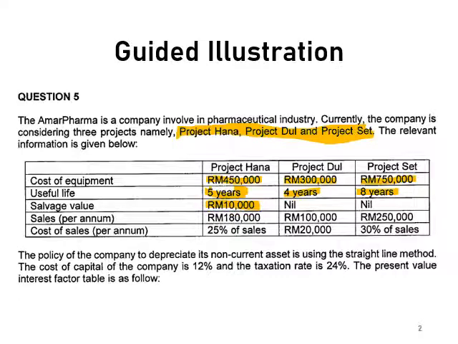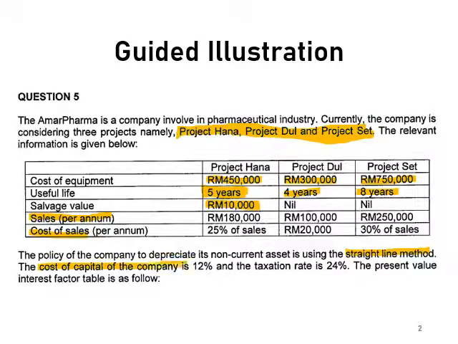And this one is the sales per annum for the 3 projects, and the cost per annum for the 3 projects. You can see here that every year it will get the same sales and the same cost each year, for 4 years, 8 years, and 4 years. For Hana it is 4 years because in the last year it can get an extra 10,000. So the depreciation uses the straight line method.